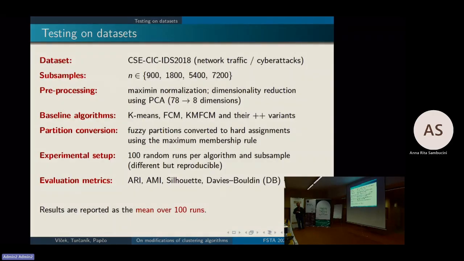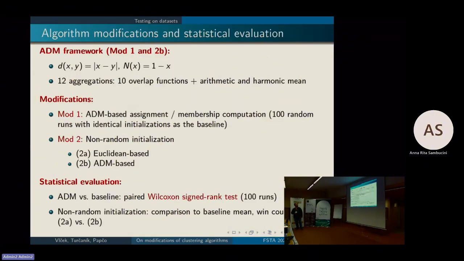Now we have some testing. It's the methodology of tests. I will not read it all, but there were some data sets, some samples, and we ran 100 random runs and evaluated them by these external metrics, and these internal metrics, which say something about compactness and how correct the models are.